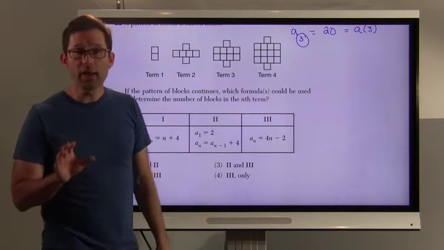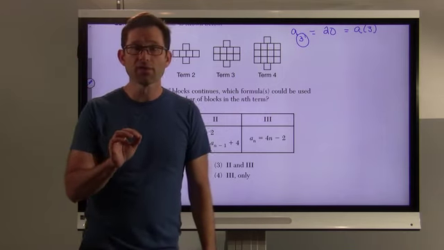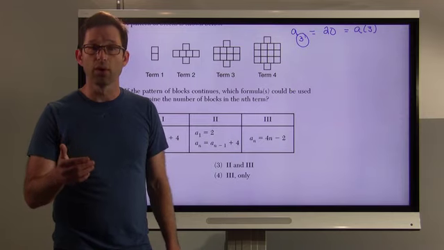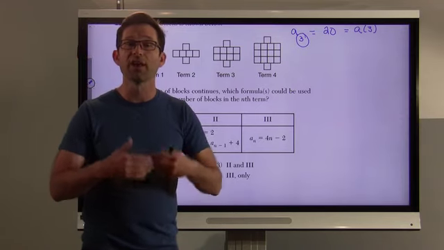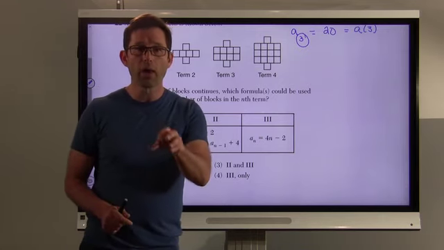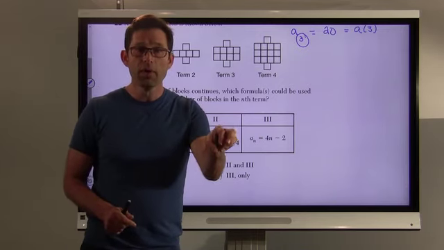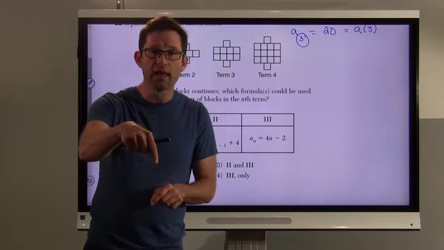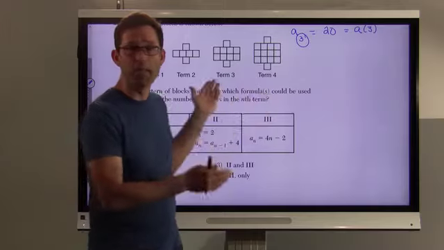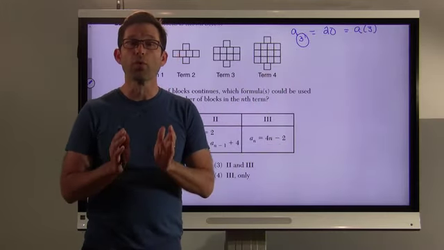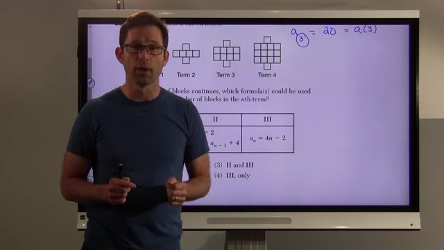What's nice about this problem is it illustrates two different ways that we give sequences. One of them is with an explicit formula. How do I figure out where I am at the nth term? Well, here's a formula that involves n. You plug the value of n in, and it tells you how many squares are in the pattern. The other one is what's called a recursive definition of a sequence.